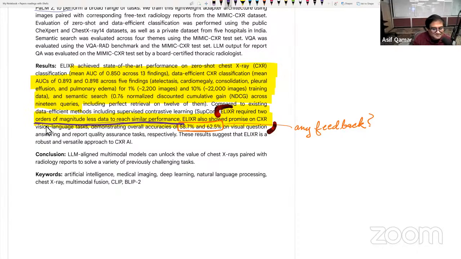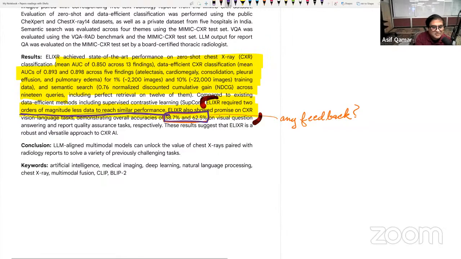Now, they also go on to say, it shows promise on CXR tasks, demonstrating overall accuracy of this. So guys, those of you who are experts here, Shivani and Patrick and Sukhpal and Mustaq and Shalini, all 5 of you, do you guys have any comments on this? Is this good accuracy or bad accuracy?